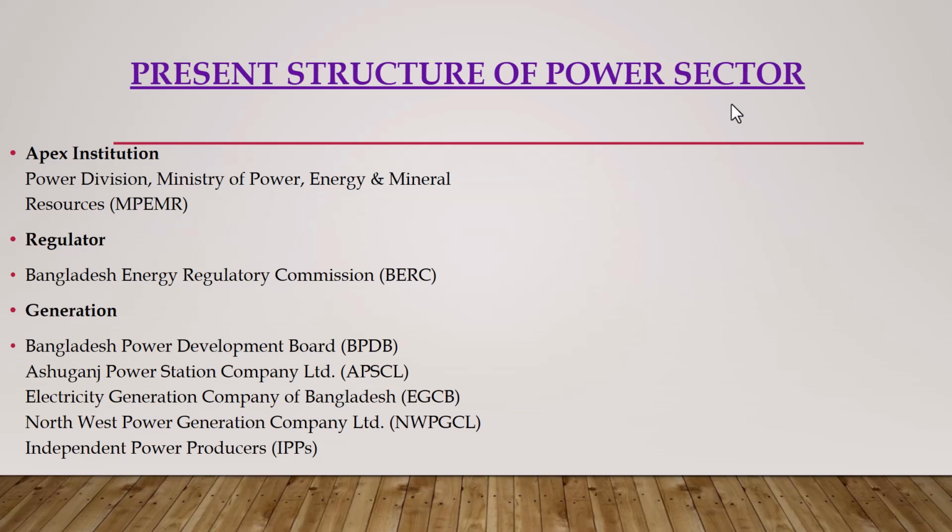In addition to this, the sector also includes independent power producers. These are private companies that generate electricity and sell it to the national grid. And here's an important point I want to emphasize. Electricity generation in Bangladesh is no longer the responsibility of a single organization. It's now a collaborative system where public and private generators work side by side to meet the growing demand for power.